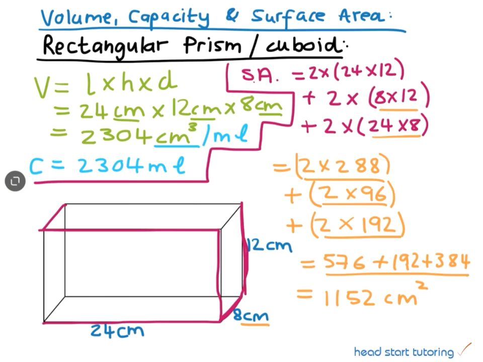So the surface area of this rectangular prism or cuboid, which has dimensions 24 centimeters by 8 centimeters by 12 centimeters, will give us an answer of 1152 centimeters squared.